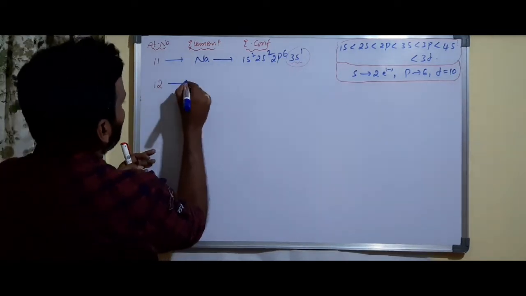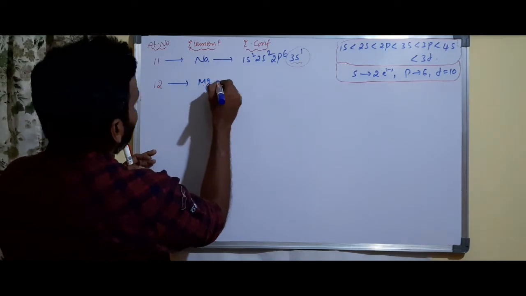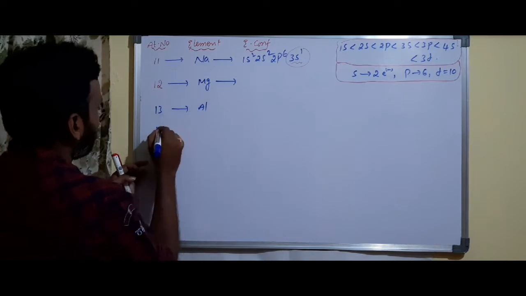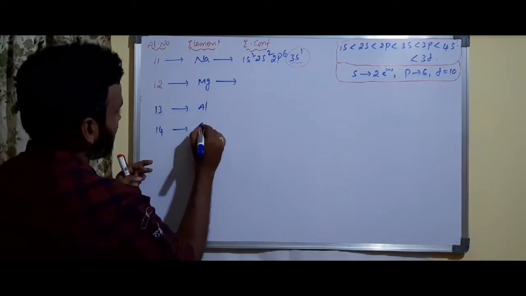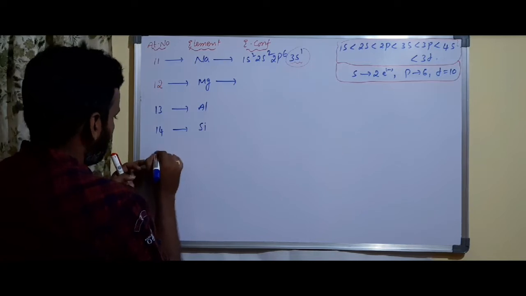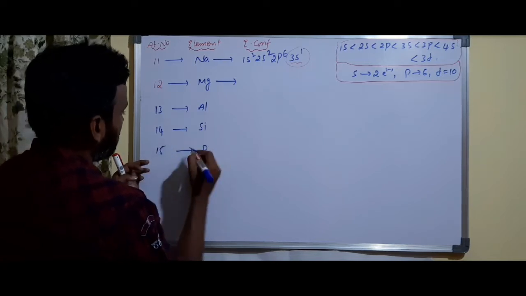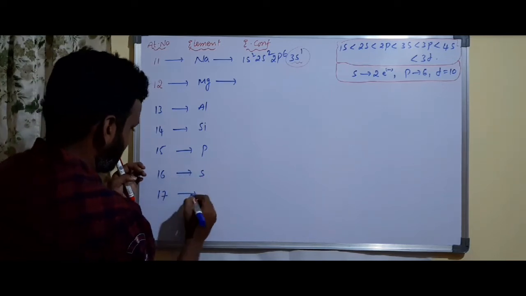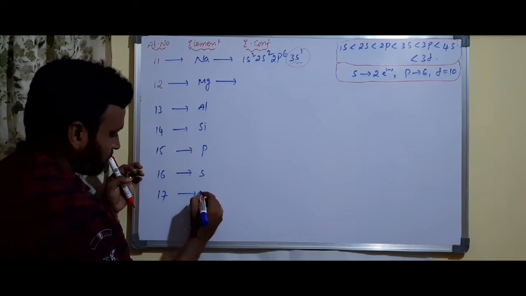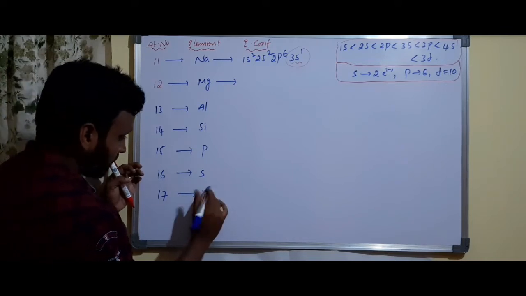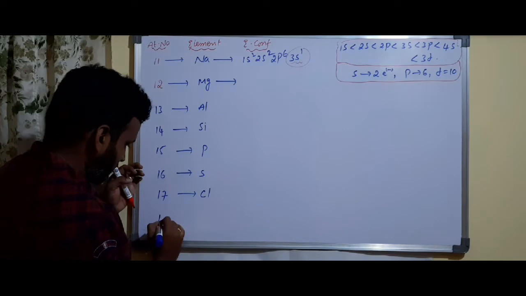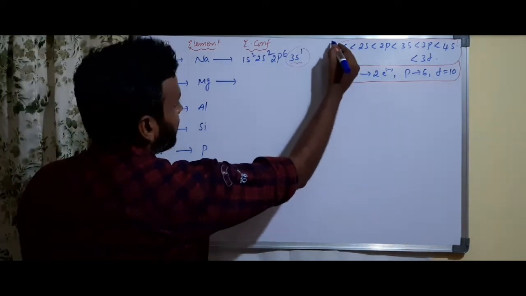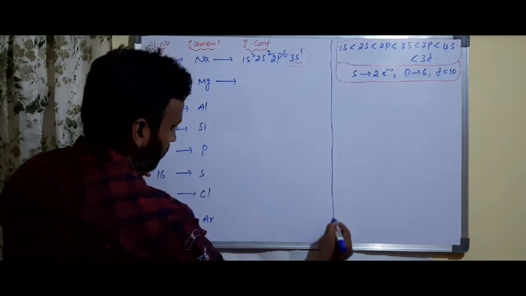Atomic number 12 is magnesium. I will write one by one. 13 is aluminium, and 14 is who? Silicon, and 15 is phosphorus, and 16 is sulfur, and 17 is who? 17 is chlorine, and 18 is argon. Okay, till here you must write the electronic configurations one by one.